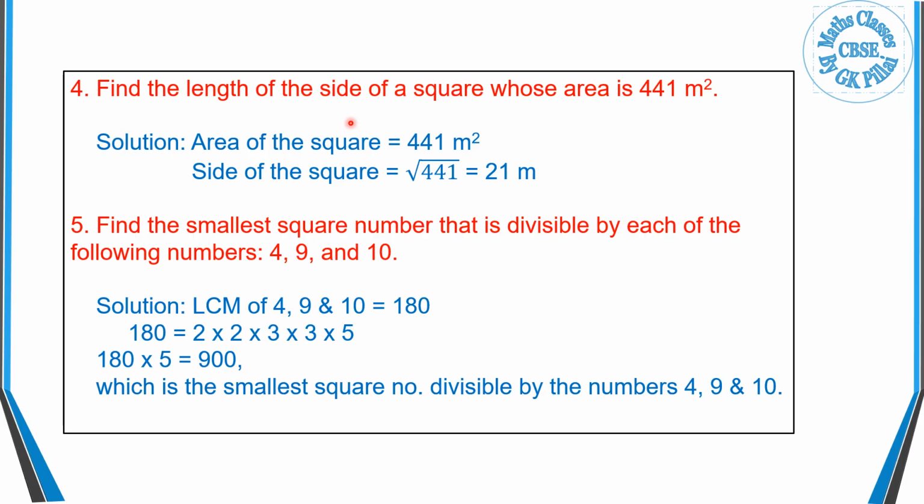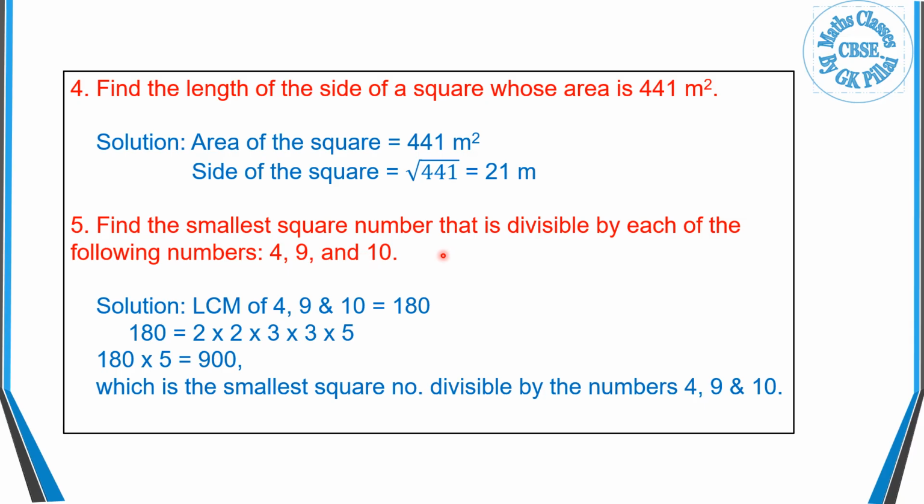Question number 4. Find the length of the side of a square whose area is 441 meters squared. You may get in your exam, instead of 441, many other different values. So you should be knowing how to find the square root of numbers. It will be always better you remember the squares of numbers up to 30 at least. Area of the square is 441 meters squared. Side of the square will be the square root of that, which is 21 meters, by prime factorizing, otherwise you can remember the square root of 441.